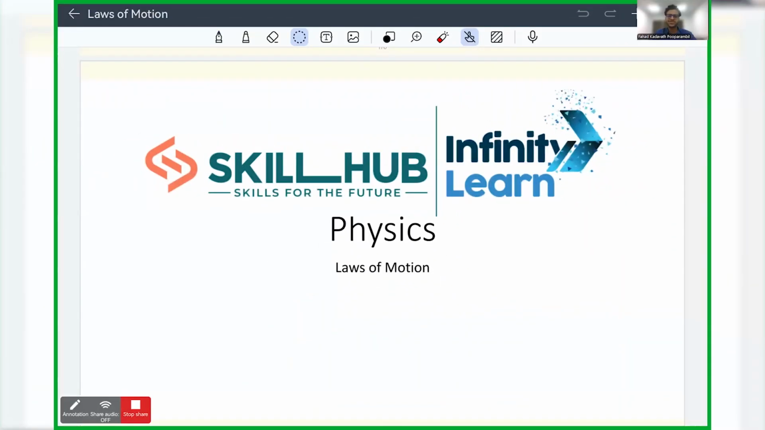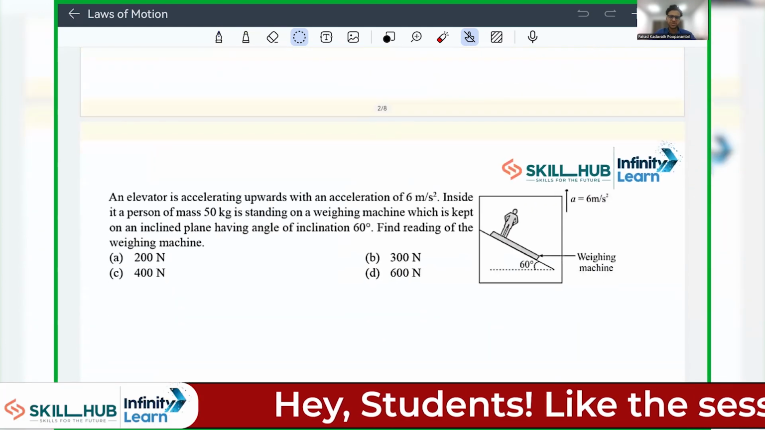Hi students, we'll be discussing some JEE advanced questions from the topic laws of motion. From this chapter, you can expect 2 to 3 questions for your JEE exam. And we have a question here.